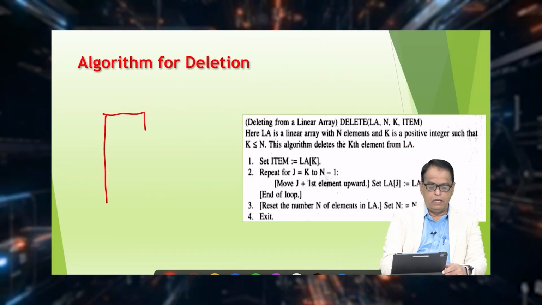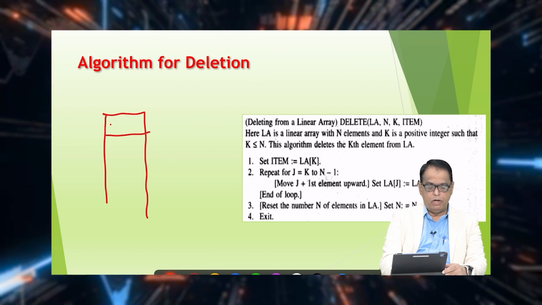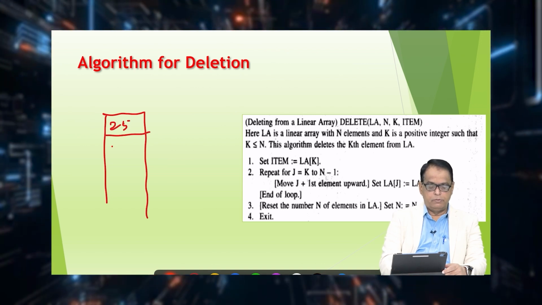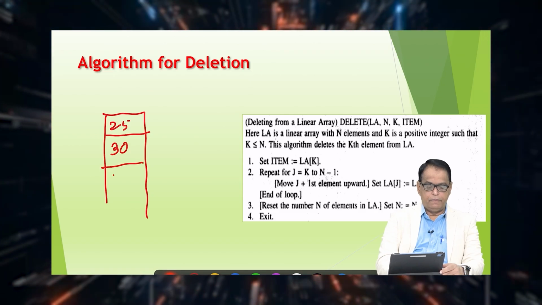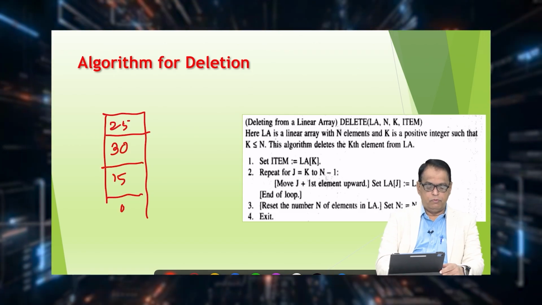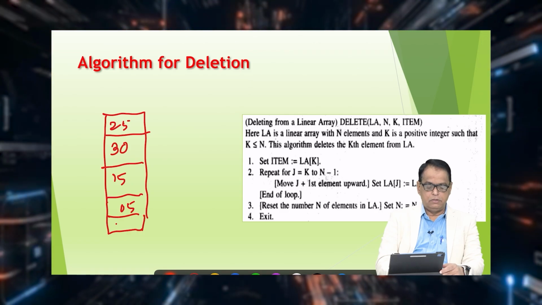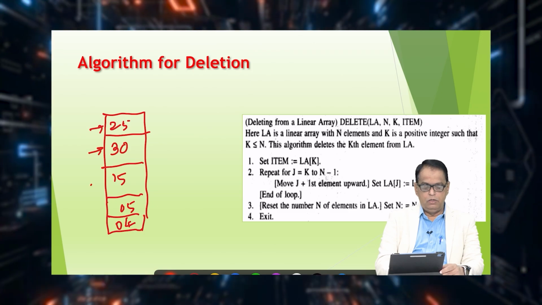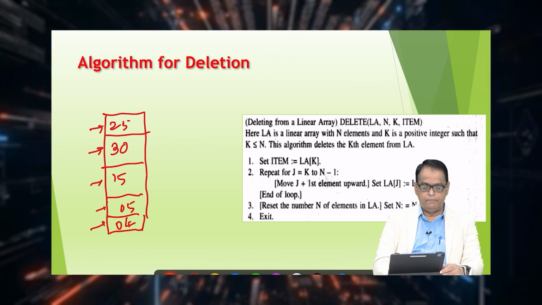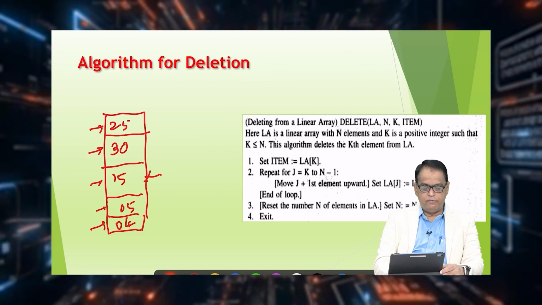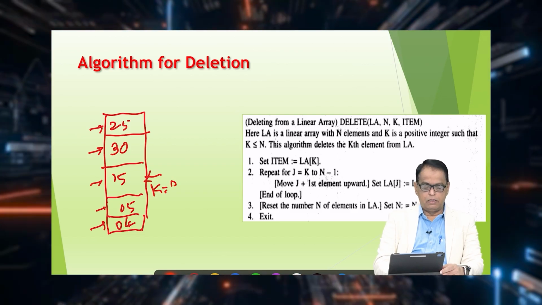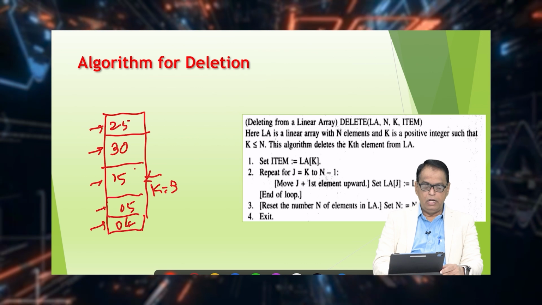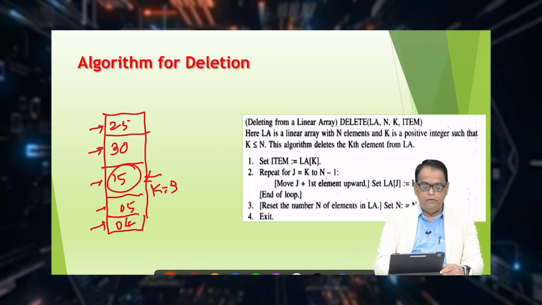So in order to understand this algorithm, let us take one simple example. Suppose we have been provided with a linear array, and suppose there are 5 elements. The first one is 25, the second one is 30, the third one is 15, the fourth one is 5, and the last one is 4. Now suppose I want to delete this 15, so my K will be the third position where I want to delete, and my ITEM value will be 15.